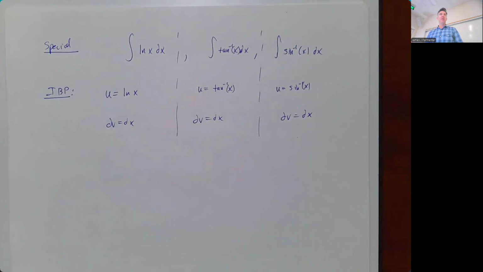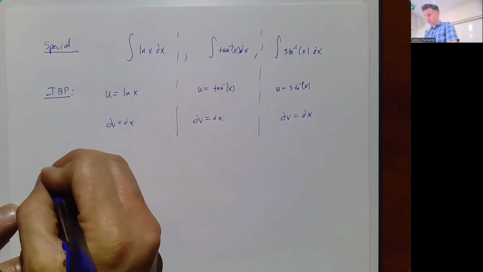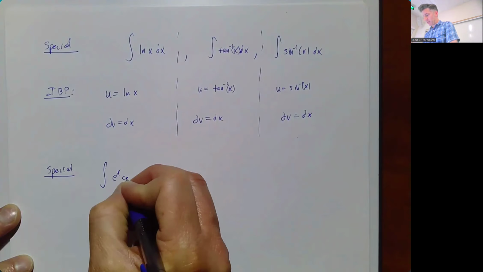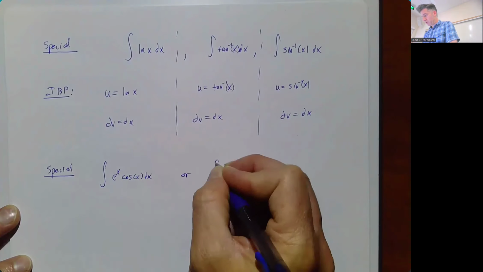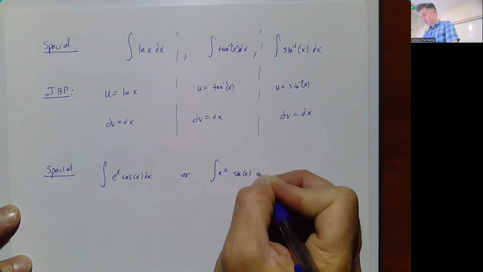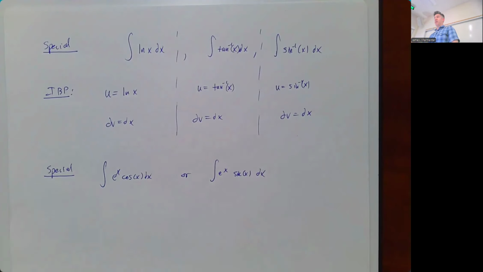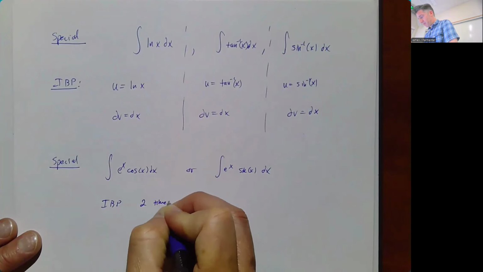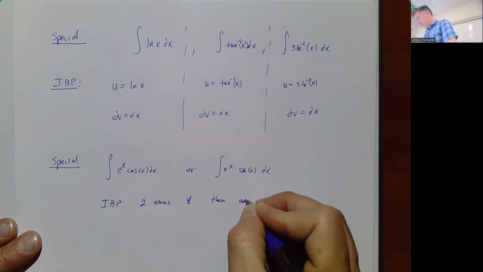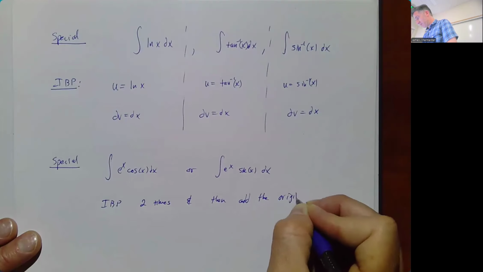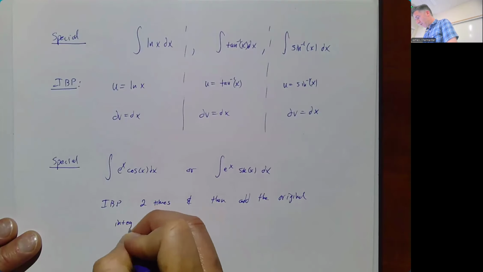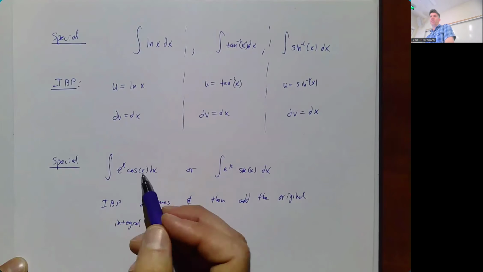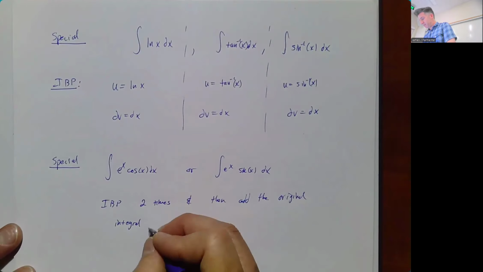The other special one that just came to mind is the integral of e to the x times cosine of x, or e to the x times sine of x. These are those ones where you have to do it twice, and then the same thing comes back up at the end. So integration by parts 2 times, and then add the original integral to both sides, or whatever constant multiple of that. If it's like e to the 3x cosine of 2x, it's a little bit more complicated, but it's still the same idea.